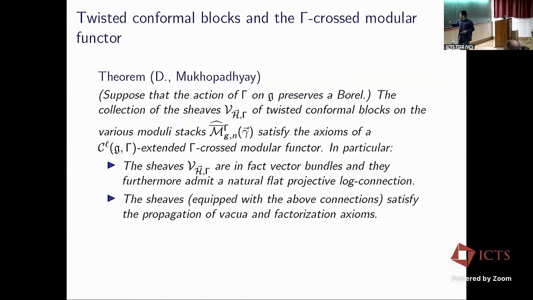And what is propagation of vacua? If you have n+1 marked points, you can forget one marked point. Suppose this extra marked point has the vacuum object attached to it. That should not change the conformal blocks. That is the propagation of vacua axiom.